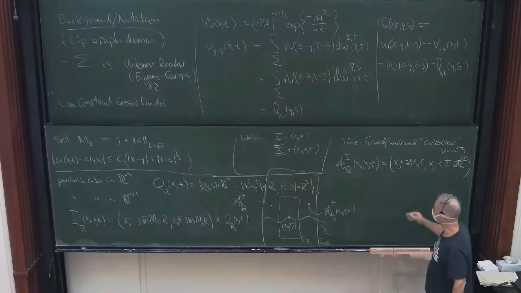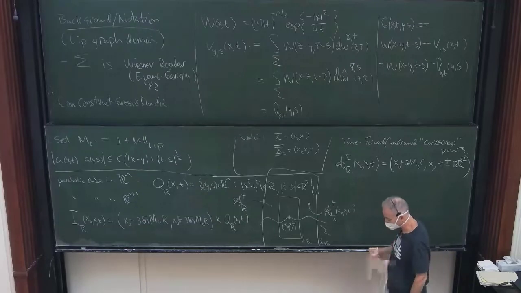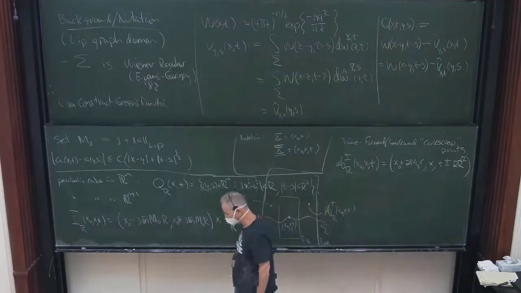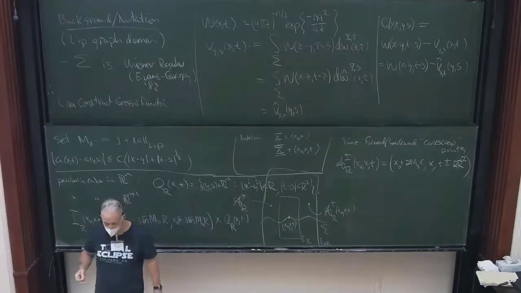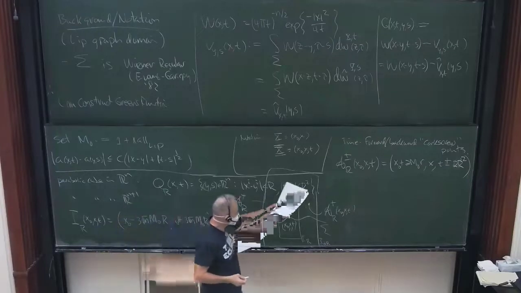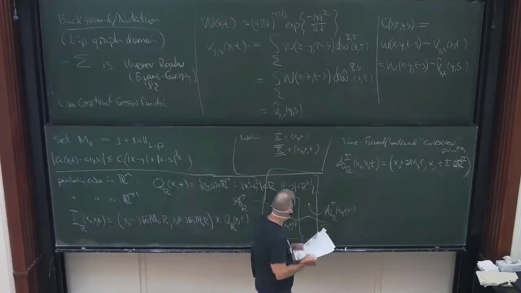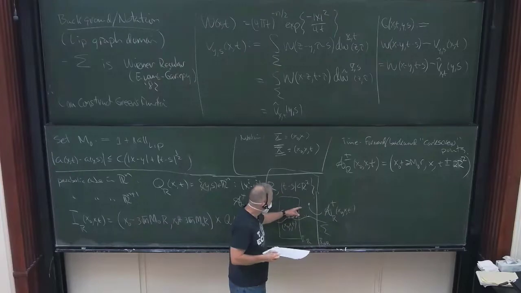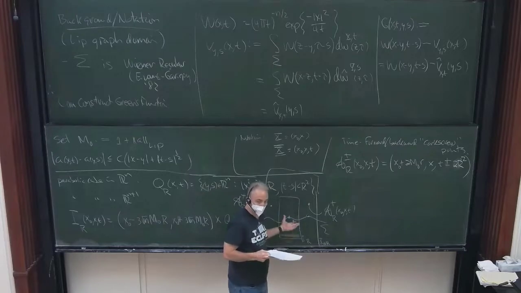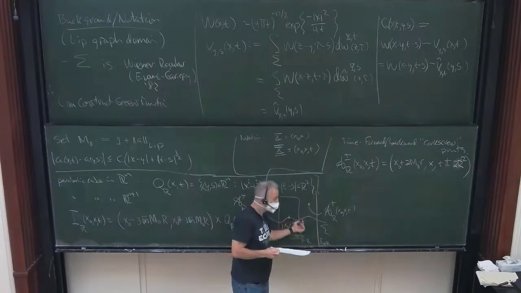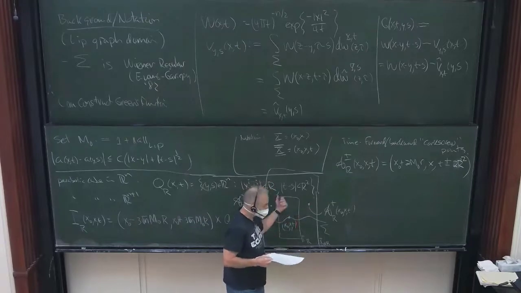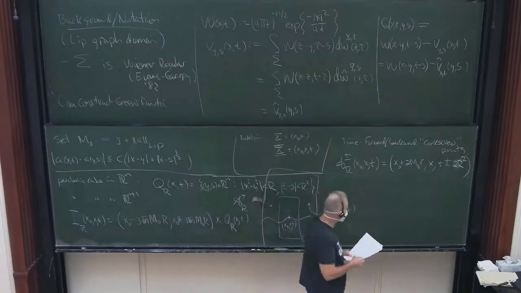Corkscrew point, this is a terminology that goes back to Jerison and Kenig and their work on NTA domains. It just means a point that at a given scale and with a given center has a distance to the boundary that's comparable to this point. In other words, it's a non-tangential point, right? It lies in a cone approaching the boundary here. For us, it's a parabolic cone.